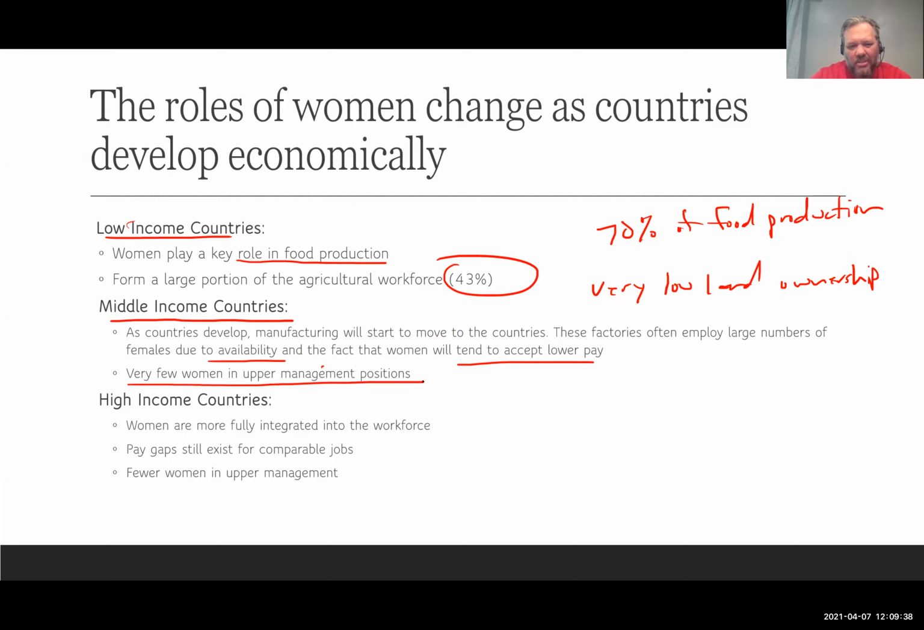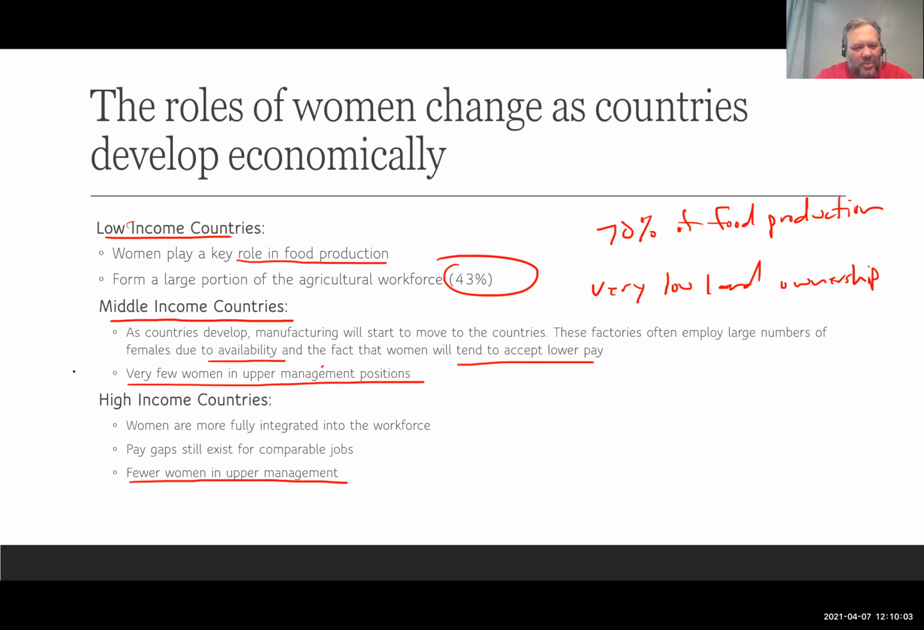In these middle income countries, there are very, very few women in upper management positions. And so in low income countries, it's not unheard of, but it is exceptionally rare. Middle income countries, it's still rare. And then when we get to higher income countries, we do see more women in upper management, but it is not nearly the representation of, it's not equal representation between men and women.